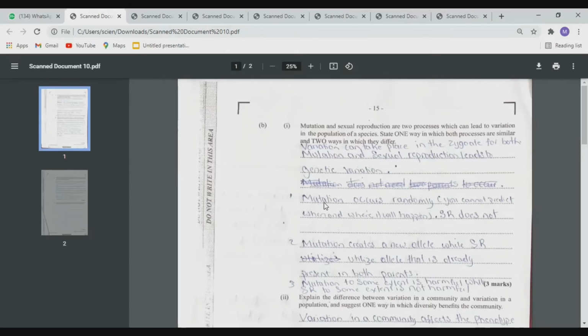And then differences now. One, mutation occurs randomly, meaning that you cannot predict when and where it will happen, while sexual reproduction does not occur randomly. Two, mutation creates a new allele, while sexual reproduction utilizes alleles that are already there. So whenever you see me write SR, it's sexual reproduction. Three, mutation to some extent is harmful, while sexual reproduction to some extent is not harmful.